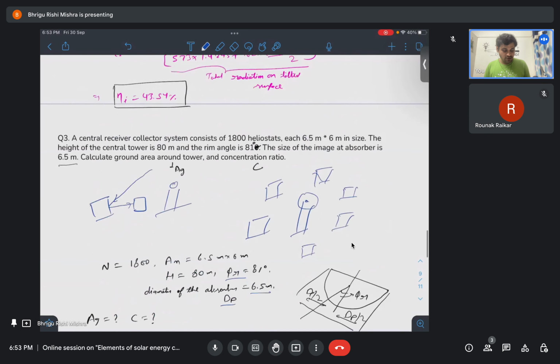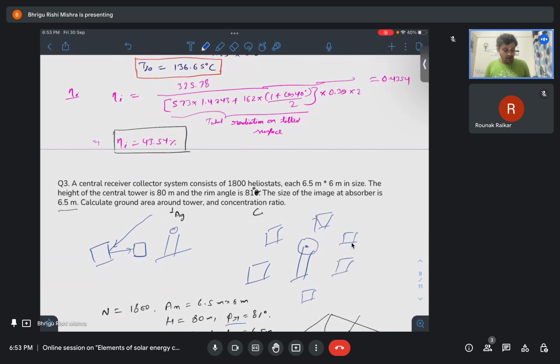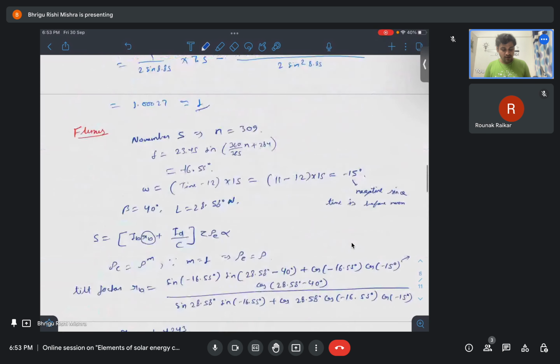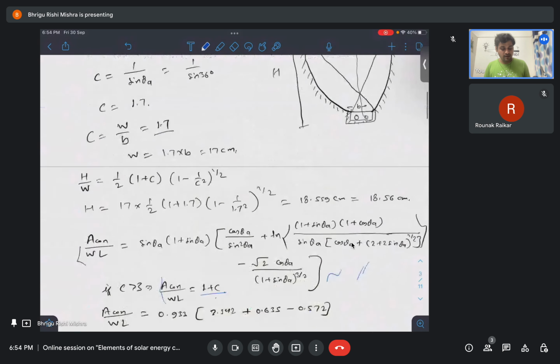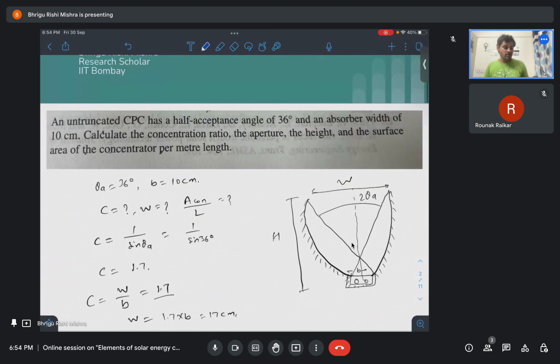In this third question we have calculated the concentration ratio as well as the ground area around the tower for this central receiver tower system. In the second question we analyzed the thermal performance of a CPC collector, and in the first question we calculated the different geometry parameters of the CPC. Okay, so that's it for today, and we will meet next Friday.